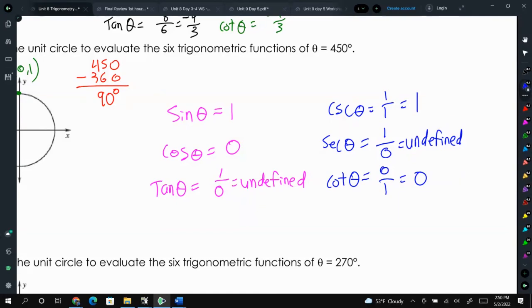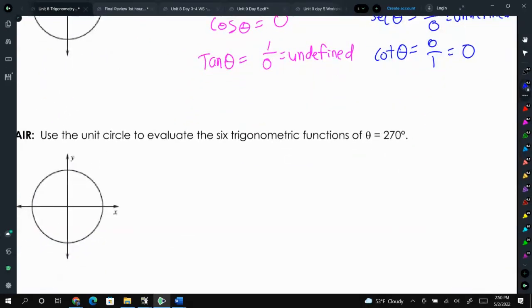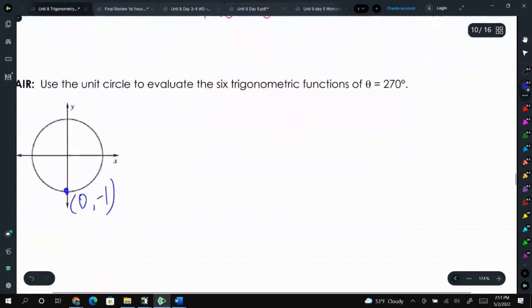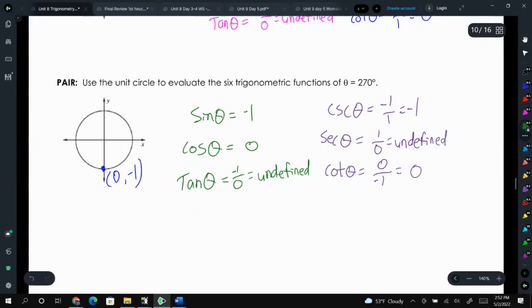So what I want you guys to try is this one down here, 270 degrees. 270 is right here at 0, negative 1. Go ahead and find the 6 trig functions for 270 degrees. So pause the video, try it, and once you're done, unpause it. All right, so here are your answers for those 6 trig functions. So go ahead and check them and make any corrections that you need to.